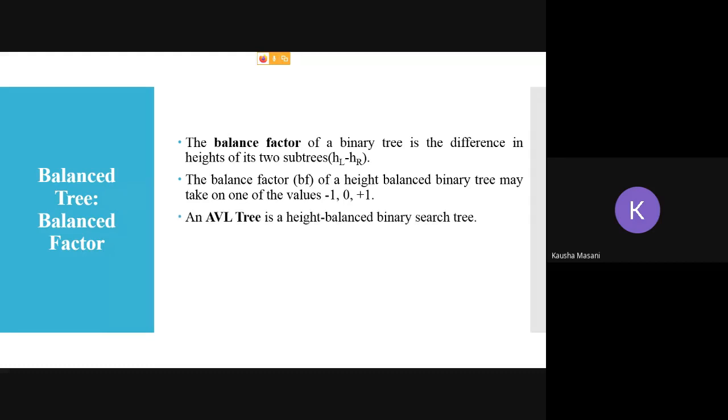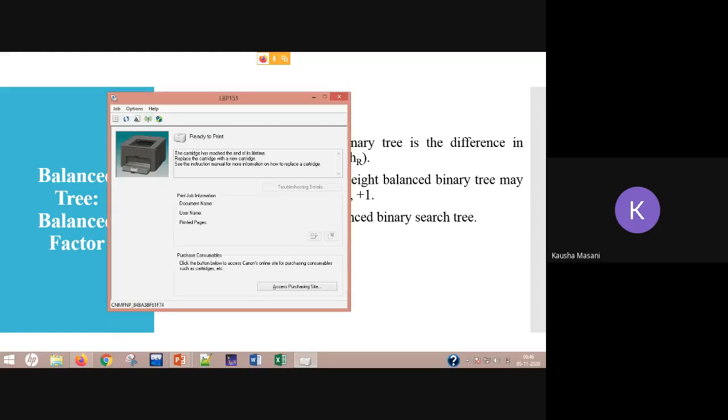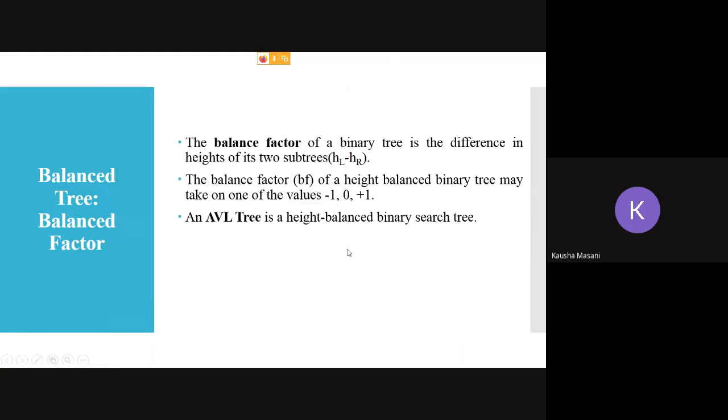Okay, and your AVL tree is a height balanced binary search tree. Okay, it is known as AVL tree due to the persons who have introduced this concept of AVL tree. Their A, V, and L are actually the initials of those scientists. Okay, and that's why it is named as AVL trees.